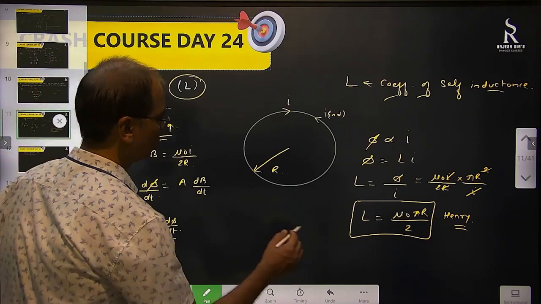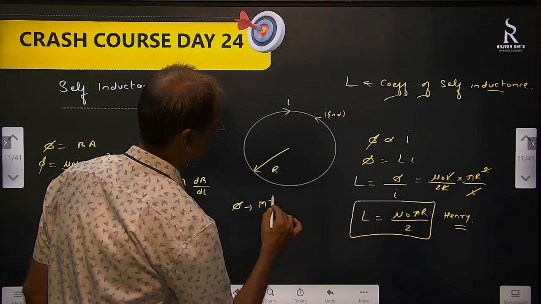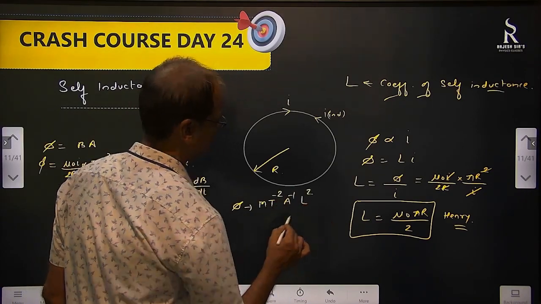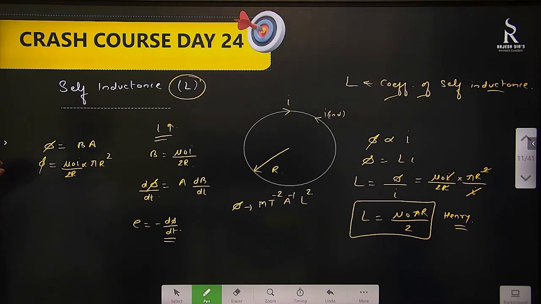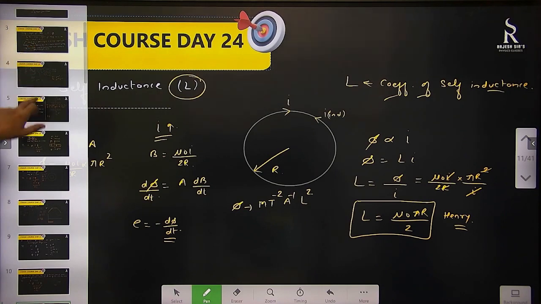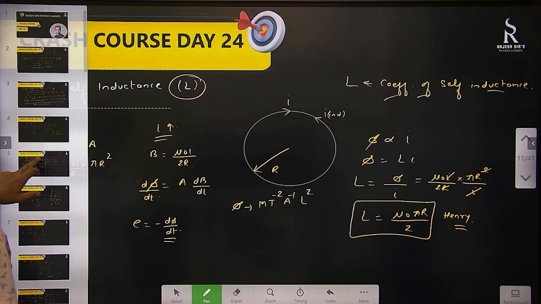Right, so dimensions of phi, M t to the power minus 2 a to the power minus 1 L square. I hope I have written correct. Check it. Have I written correct? I have to see one more time. M t to the power minus 2 a to the power minus 1 L square. Correct, I have written. Okay.